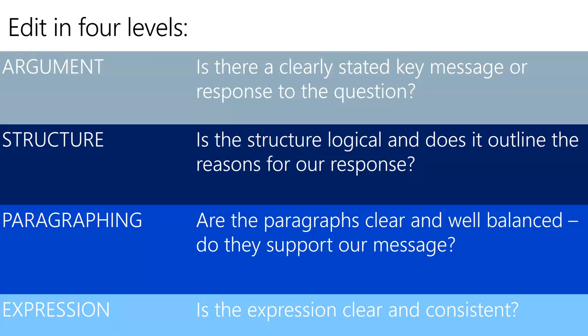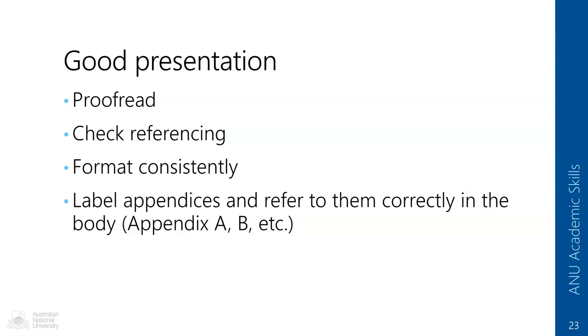Make sure to leave time to edit and proofread your work to increase its overall quality and accuracy. When editing, it's best to focus on one level at a time, moving from the macro to the micro issues. So moving from argument, then structure, paragraphing, followed by expression. Good reports are work of a professional standard. It's important that readers are focused on your analysis and arguments and are not distracted by mistakes that could have been easily fixed during the editing and proofreading process.